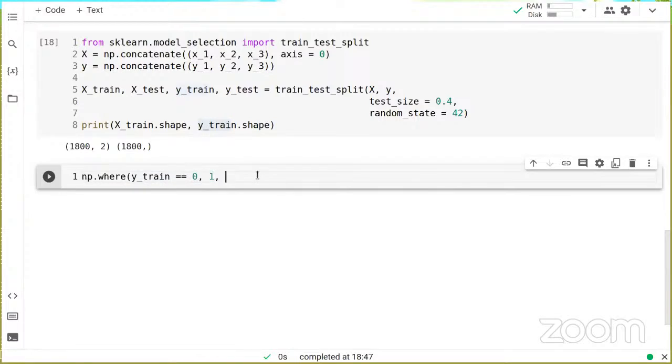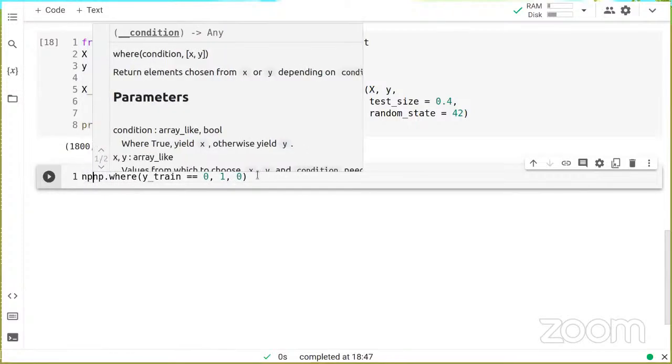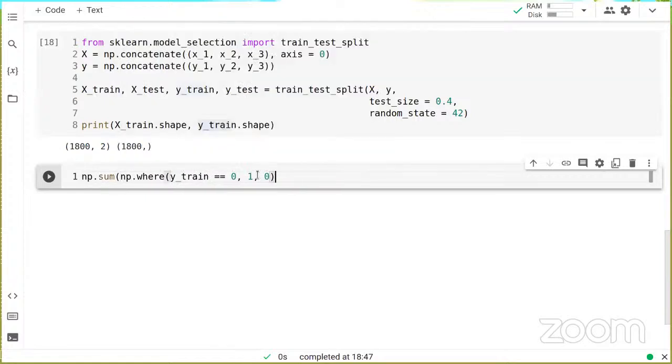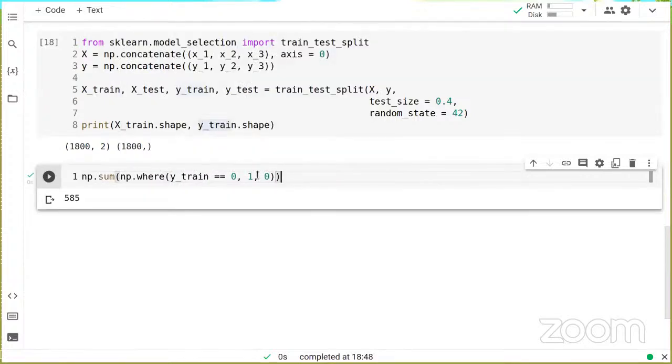Okay, I'll just say that this is 1 and the rest are all 0. And what should I do? This will give me a vector, so np.sum of this, right? Okay, we have 585 points in class 0, 607 in class 1, and 608 in class 2. Roughly they are equally distributed, right? So around 600 points in each class. So that is good.